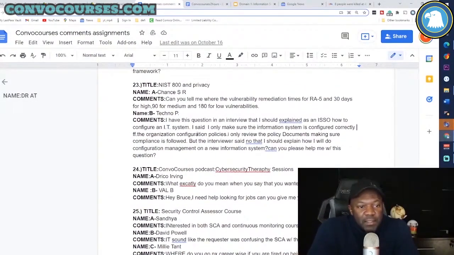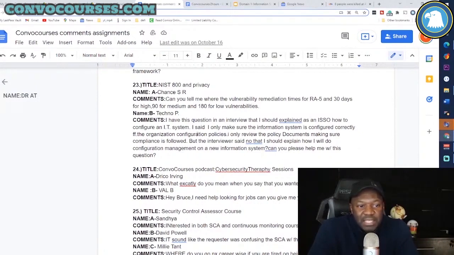Okay, somebody said, can you tell me the vulnerability remediation times for RA-5, 30 days for high, 90 days for medium, and 180 days for low? I mean, that's about right. A lot of organizations will come up with their own process or their own time frame for doing those.